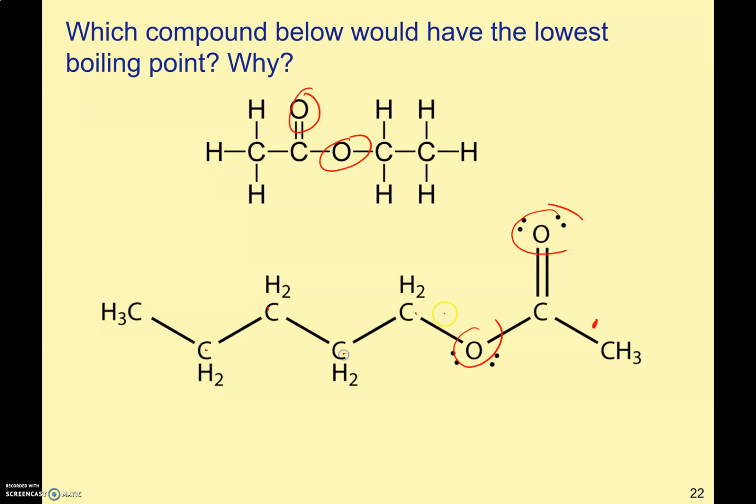1, 2, 3, 4, 5. This one only has 4 carbons, or it's a smaller molecule. So this one's going to have a lower boiling point because it has weaker London dispersion forces. So then it's going to be easier to pull apart the particles here. So again, these are relatively the same in structure. This one just has an extra carbon added to it. They both have the double bond O and the O in the middle.